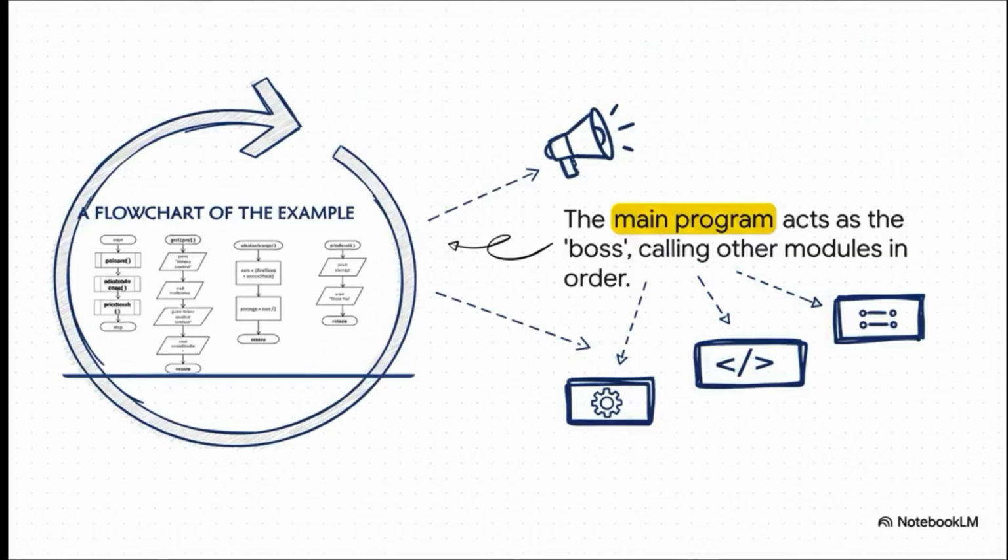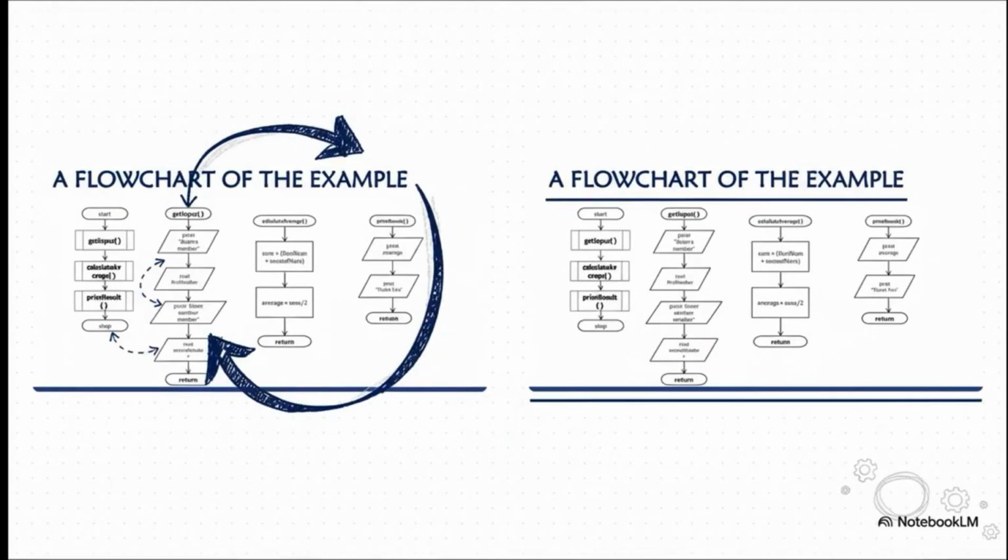That column on the far left, the one labeled main, that's our main program. And if you look closely, you'll see it doesn't really do any of the hard work itself. Its only job is to be the director, the manager. It just calls the other worker modules, input, calculateAverage, and printResult, one after another in the right order. So let's actually follow the action here.